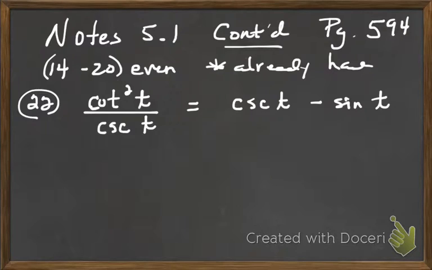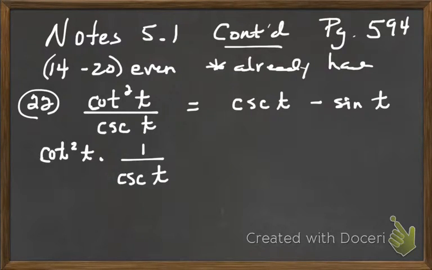But on 22, I started on the left-hand side and I broke up the left-hand side into cotangent squared times 1 over cosecant squared. And you really don't have to write this step, but since these are notes, I'm just trying to show you how I'm thinking. So I rewrote it as cotangent squared times 1 over cosecant squared. And then, like I've done several times, I turned everything into sine and cosine.